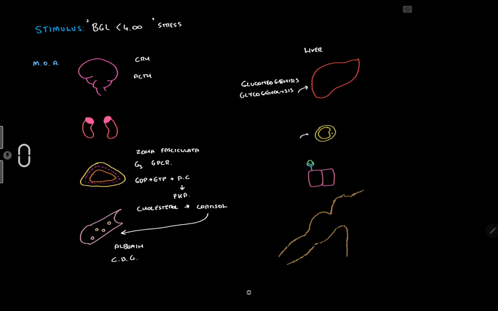The effects they have on a fat cell, or a triglyceride: cortisol will break down the fat cell, and you will gain glycerol. Glycerol is, of course, used in the process of gluconeogenesis in the liver. We'll get back to that in a second.